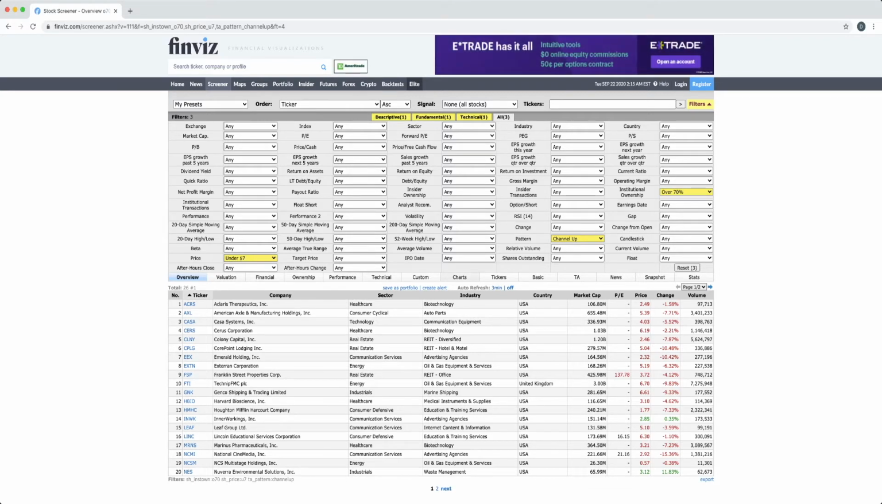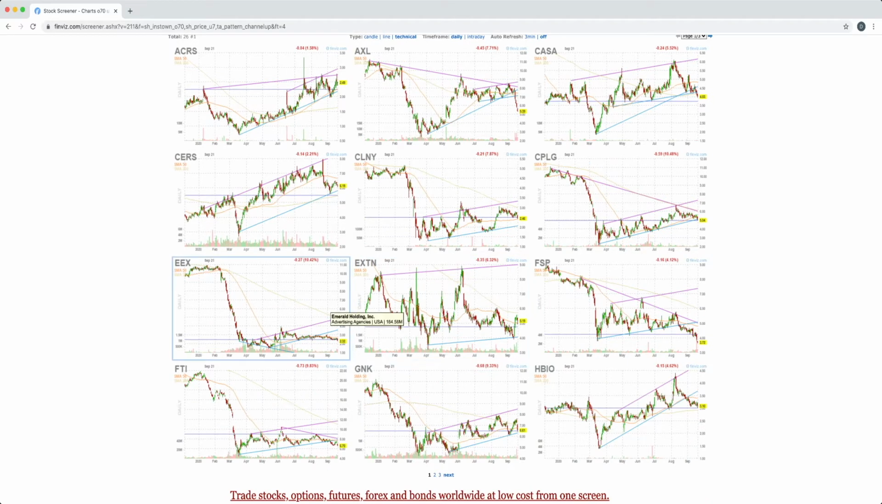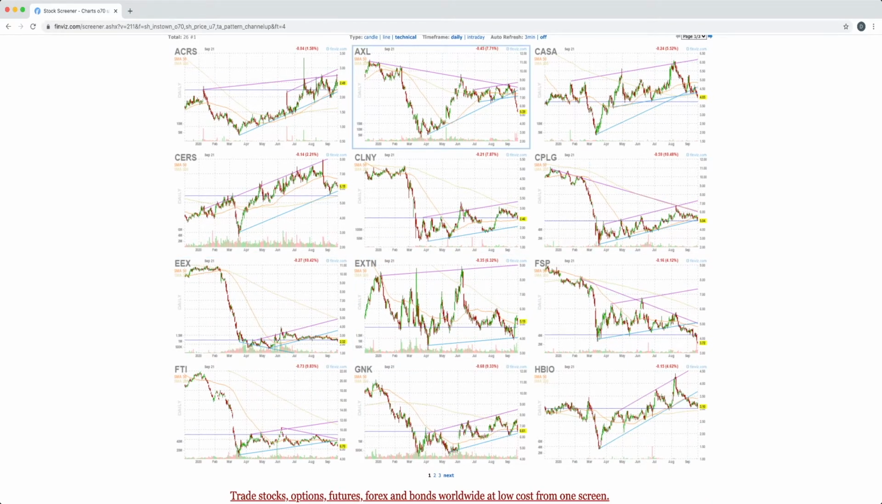Now right above all these tickers, you'll see what says Charts. We want to click that. Now we can see a list of charts and what they look like on a day-to-day basis. The first things that catch my eye are stocks like AXL, CASA, HBIO, FSP. These stocks here I'm not even going to click on because they've already broken the lower support.